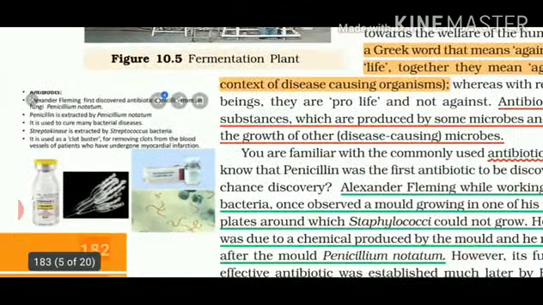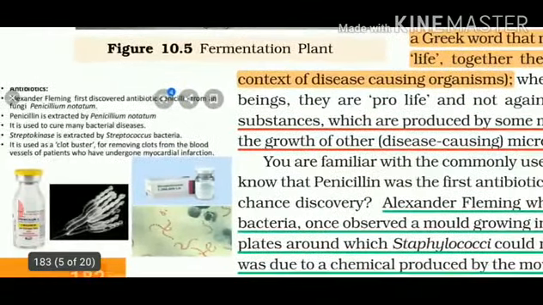So let's take out a brief of these antibiotic discoveries. First of all, Alexander Fleming discovered penicillin. Penicillin was extracted from Penicillium notatum. Notatum is a species name. It is used to cure many bacterial diseases.